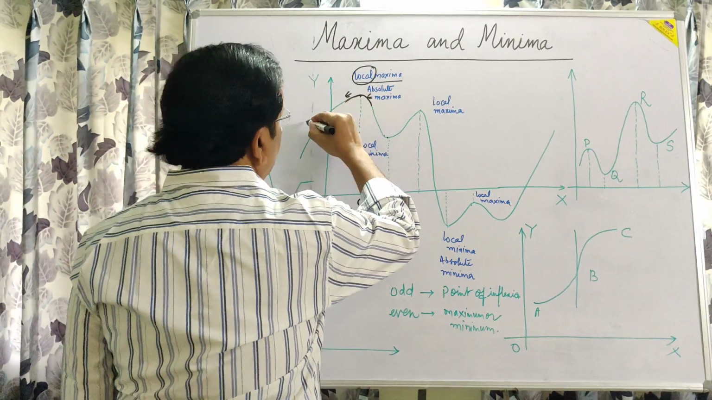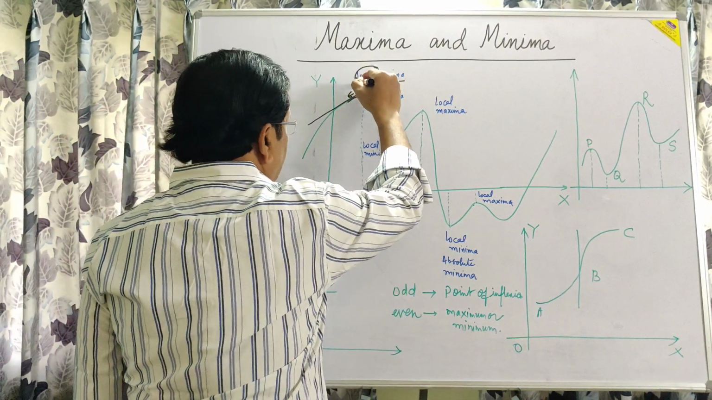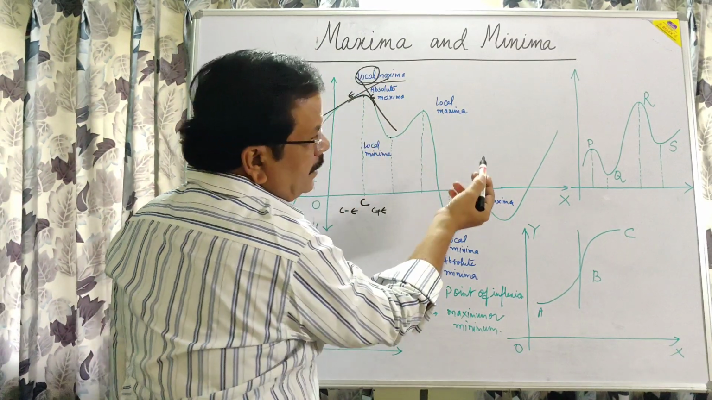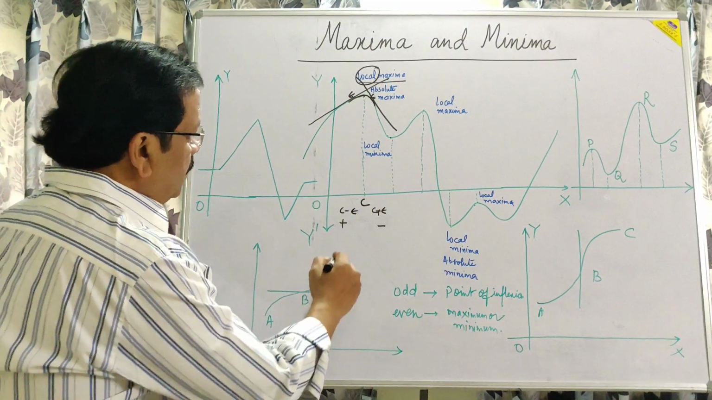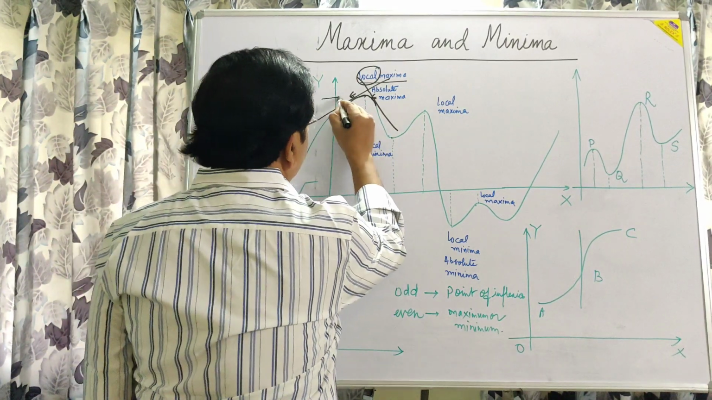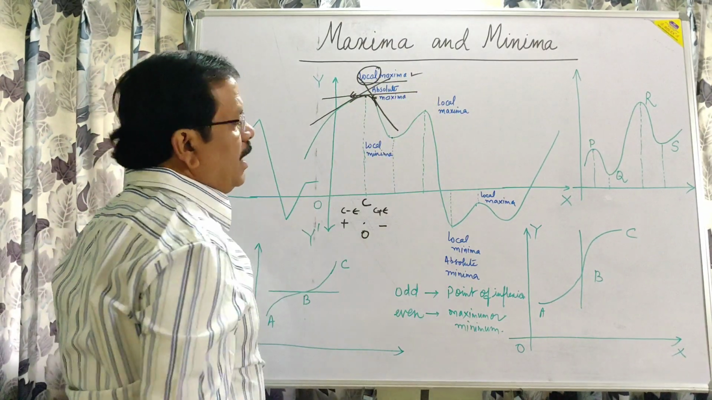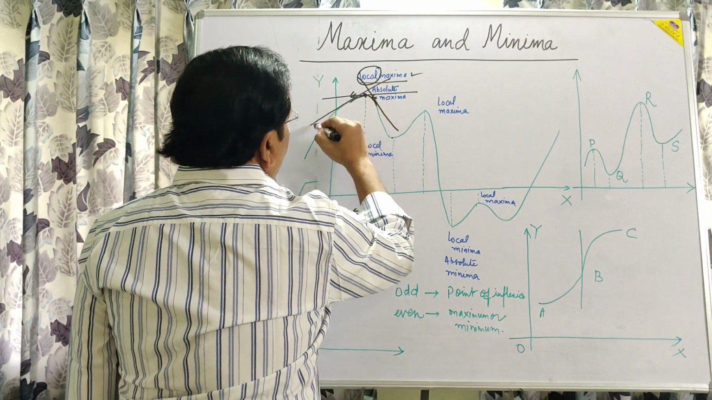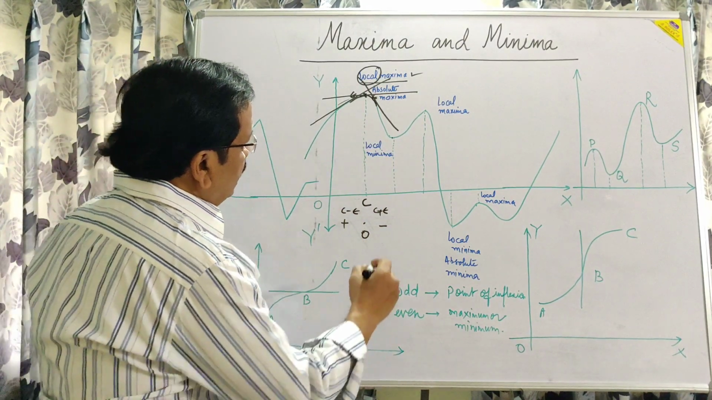You can understand this with the help of the tangent also. See, this is greater than 0 and this is less than 0. Since this changes from positive to negative, obviously there will be one point which is 0, and at that point dy by dx will be 0, and this point is called local maxima because this point has the maximum value within its neighborhood. But in the same curve we are getting minima also.